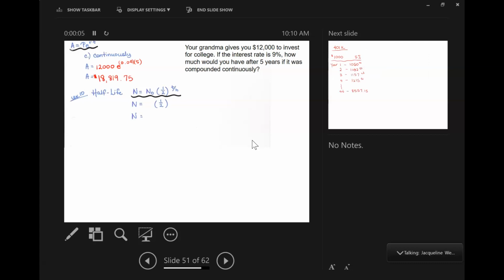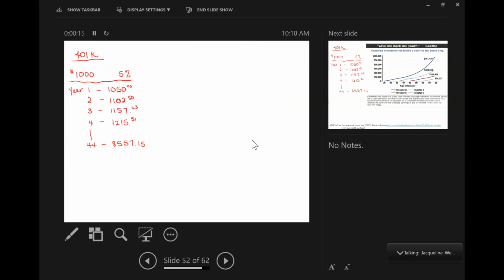So we ended up with $18,819.75. Okay, what is this compounding thing that we're talking about? Like, how many times does it get compounded? What does that even mean? Okay, so here's what we're talking about with that.